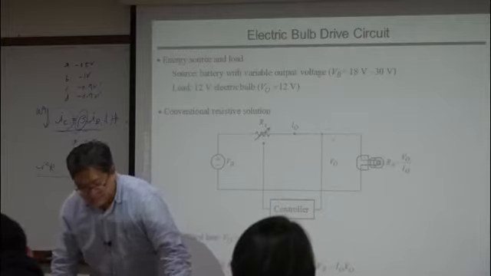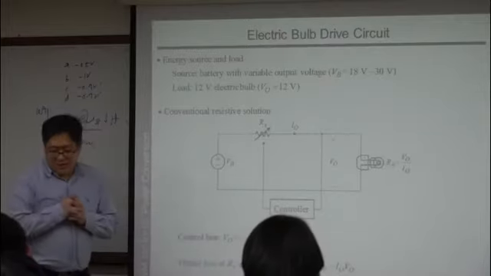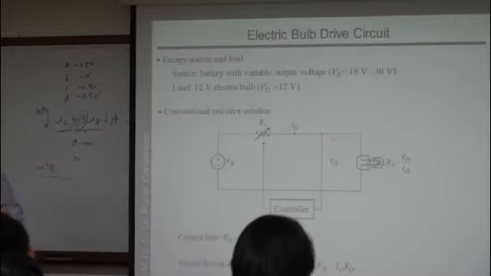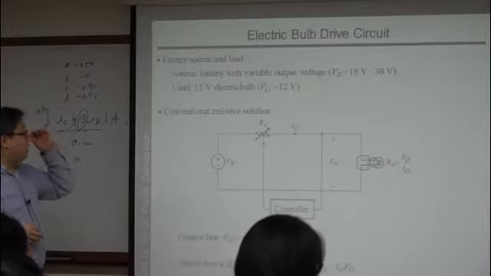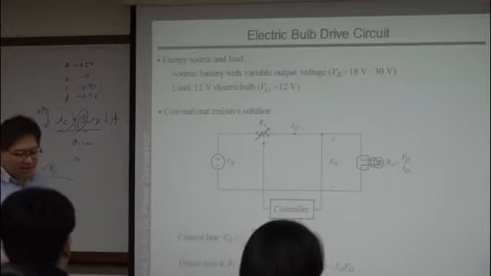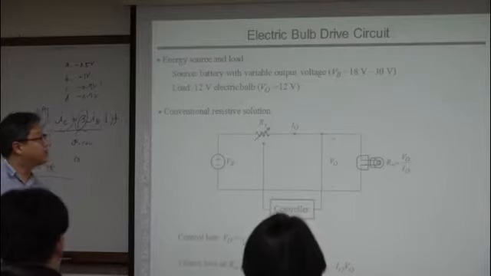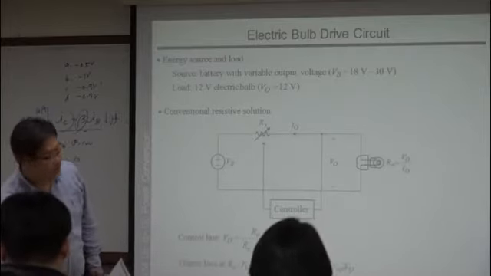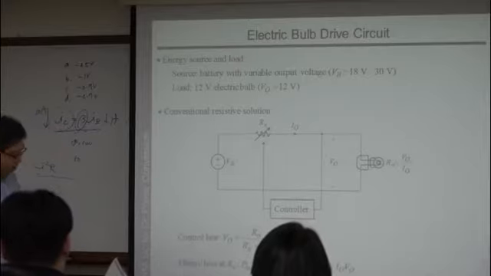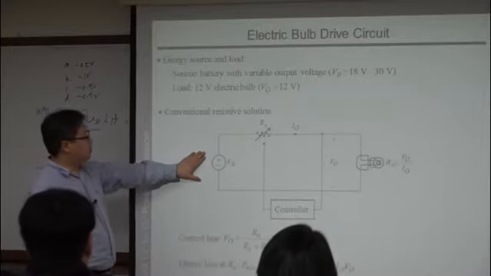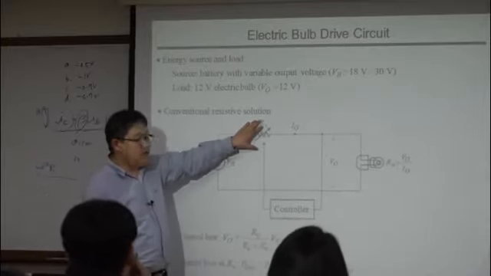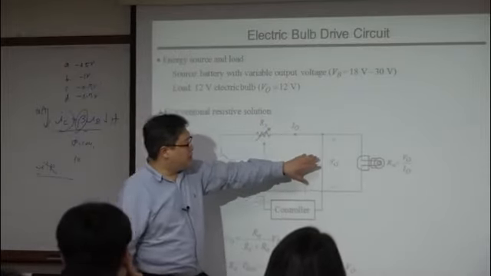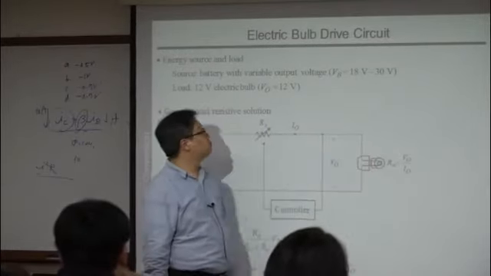Okay. Let's explain one by one. Let's consider a simple electric bulb application. Electric bulb application, like this. Here you have a voltage source, and you have a variable resistor, and you have the electric bulb here.